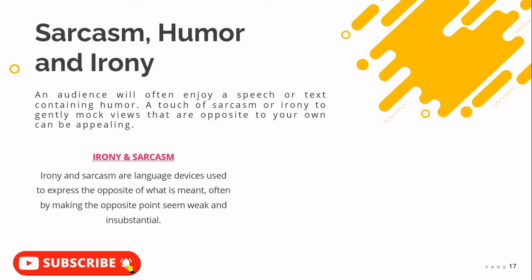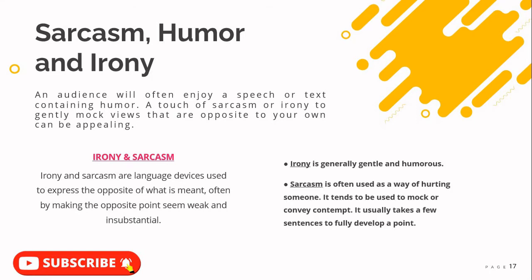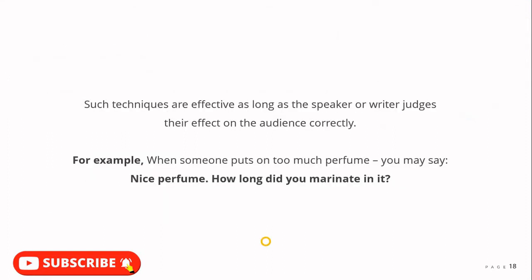Irony and sarcasm are language devices used to express the opposite of what's meant, often by making the opposite point seem weak and insubstantial. You will see there is a slight difference between them. Irony is generally gentle and humorous. Sarcasm is often used as a way of hurting someone. It tends to be used to mock or convey contempt, and it usually takes a few sentences to fully develop a point. Let's see some examples.